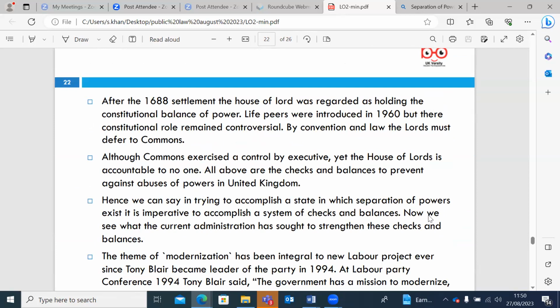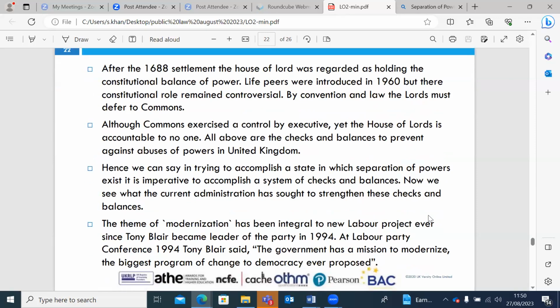Although Commons exercise a control by executive, yet the House of Lords is accountable to no one. All the above are the checks and balances to prevent against abuse of powers in the UK. Hence, we say in trying to accomplish a state in which separation of powers exists, it is imperative to accomplish a system of checks and balances.